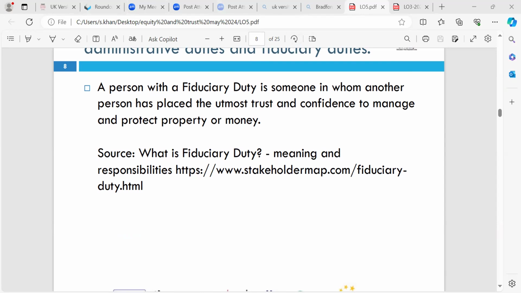If you're a professional trustee, it can often be overwhelming to comply with the far-reaching duties of being a trustee. A fiduciary duty is owed to someone whom another person has placed utmost trust and confidence in to manage and protect their money. And the link on that is on the stakeholder map, which refers to fiduciary duty.